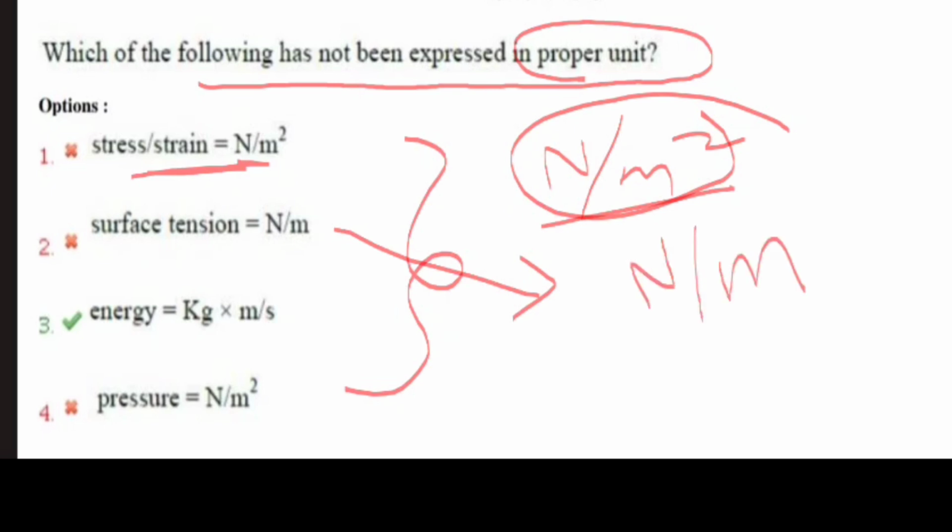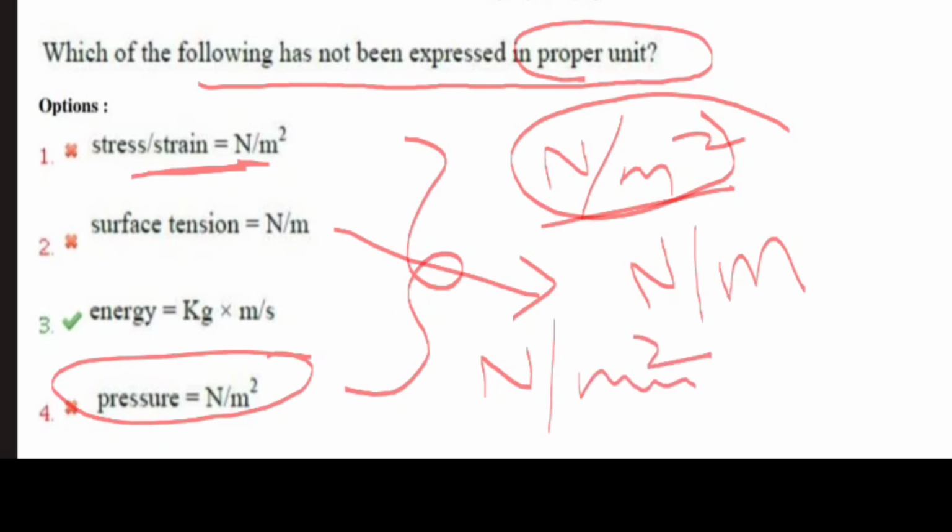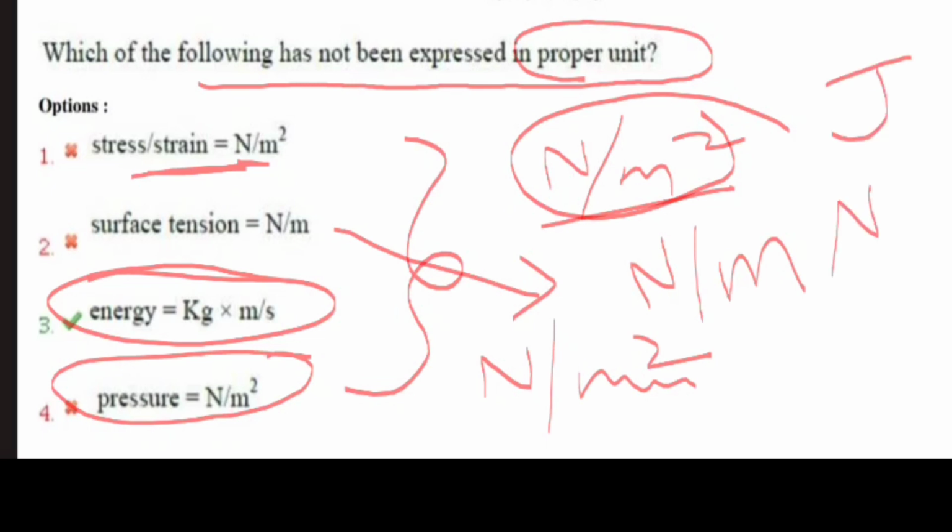Surface tension is correct. And pressure, we know, is force acting per unit area, Newton per meter square. Okay, option 4 is also correct. But energy units are joule, nothing but Newton meter. So the units not expressed in proper form is option C, energy. The units of energy are joules or Newton meter.